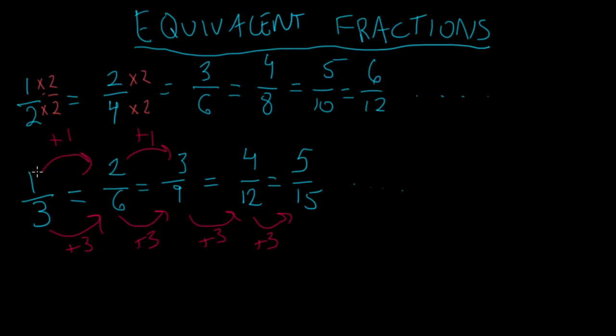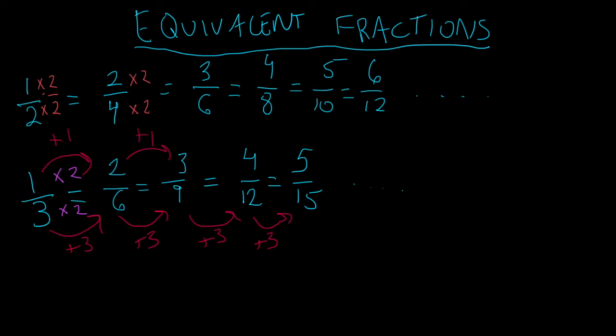We could think about it as adding 1, but we can also think about it as multiplying by 2. Multiplying by 2, so 1 times 2 is 2. 3 times 2 is 6. So the rule, whatever you do to the top, you do to the bottom, applies when you multiply or divide. So make sure you keep that in mind.